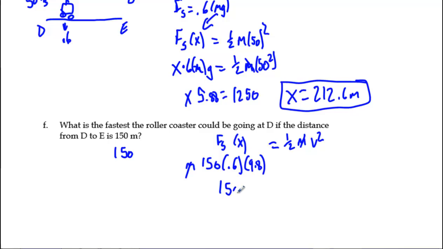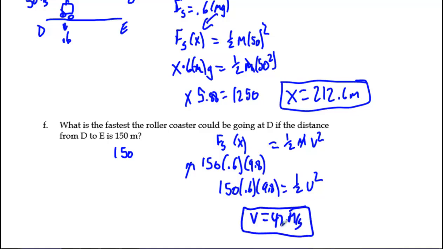So I have 150 times 0.6 times 9.8 is equal to 1/2 v squared, and I can solve this for v. So 5.88 times 150 is equal to 882, and if I multiply that by 2 and square root it, then what we see is the fastest that it can be going is 42 meters per second. If it's going faster than that, then our track isn't long enough and it is not going to stop.